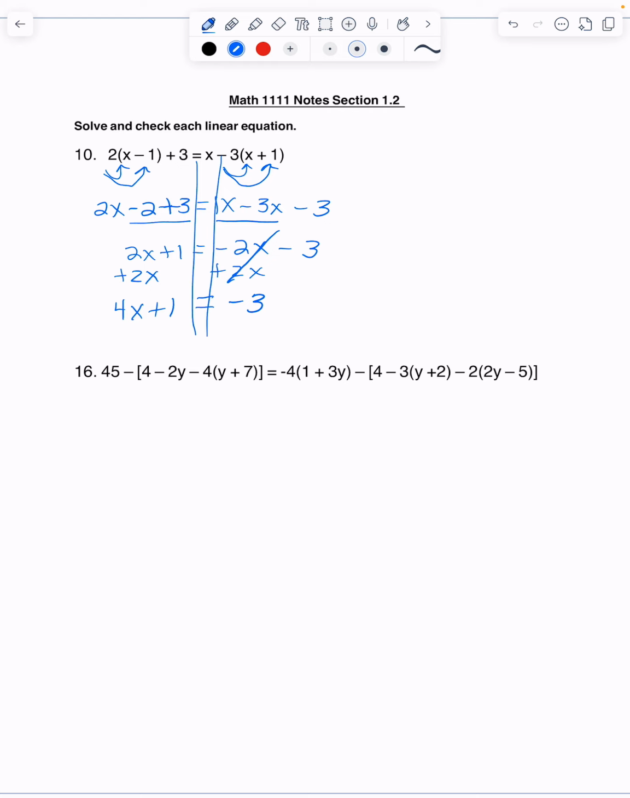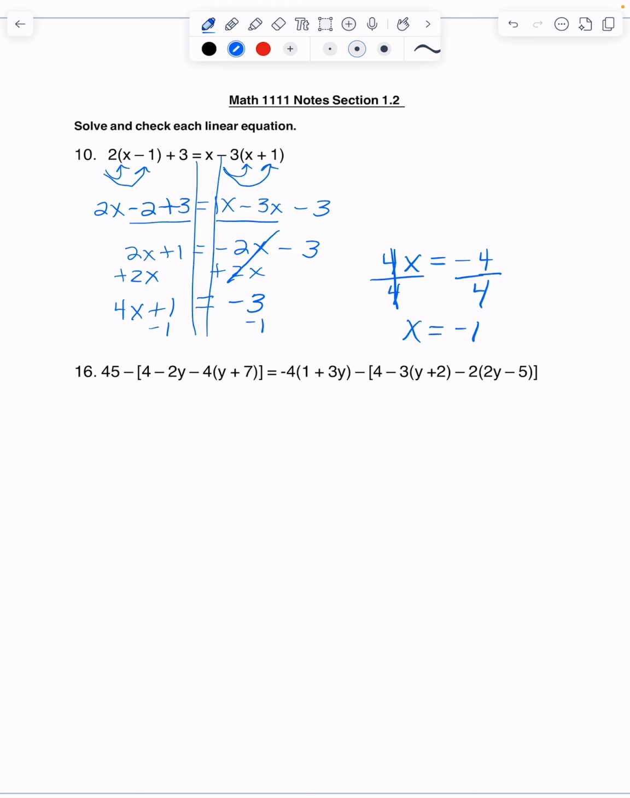I'm trying to isolate the variable and get it by itself. So I need to move positive 1 to the other side. So I'm going to subtract. So we get 4x equals negative 3 minus 1, which is negative 4. It's 4 times x, so I'm going to divide both sides by 4. Those are going to cancel out. And my answer is negative 1.